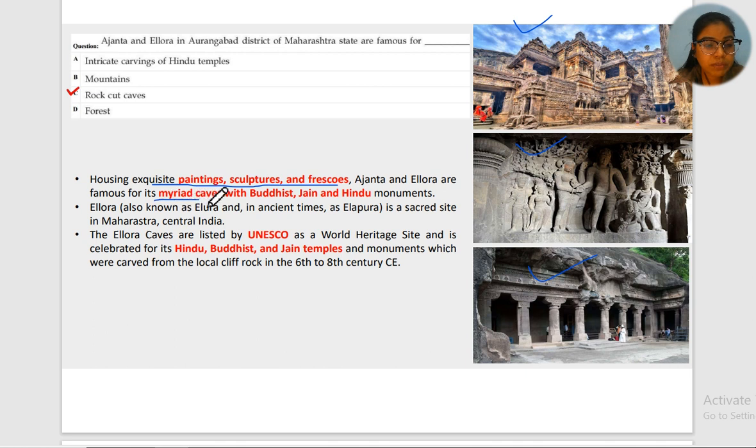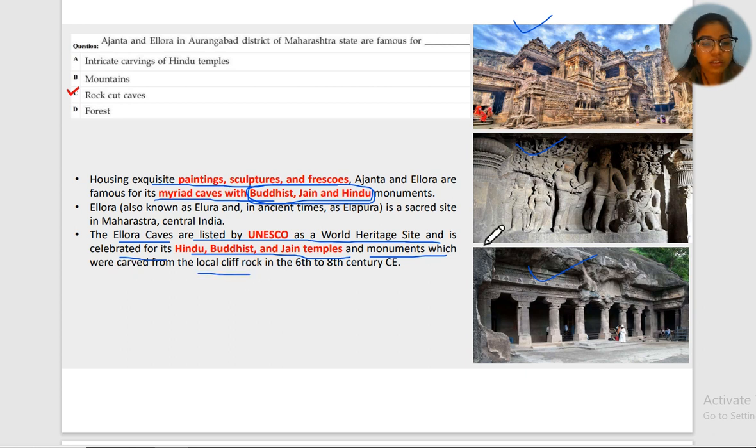It is also famous for its caves with Buddhist, Jain, and Hindu monuments. These three religion names are very important: Hindu, Jain, and Buddhist. Whatever sculptures, paintings, or frescoes you see belong to these three religions. The Ajanta caves are listed by UNESCO as a World Heritage Site and are celebrated for their Hindu, Buddhist, and Jain temples and monuments, which were carved from the local cliff rock.